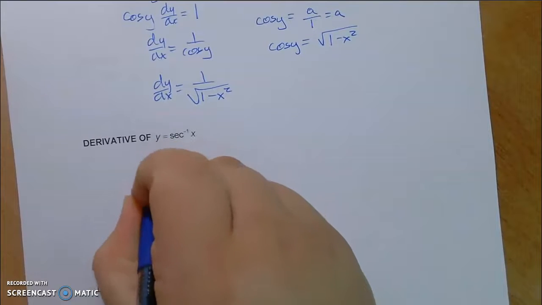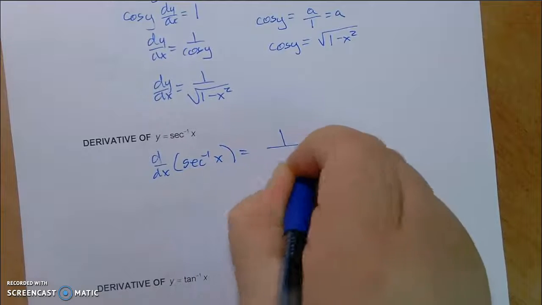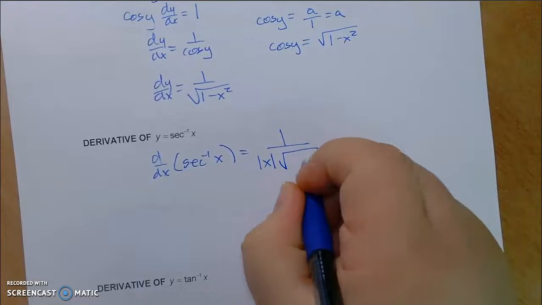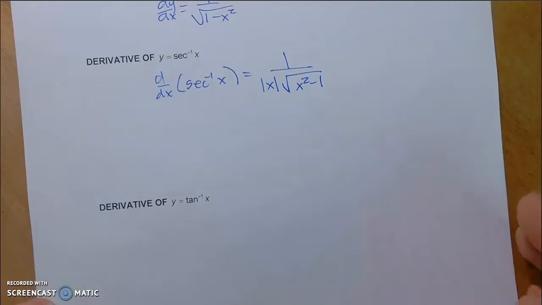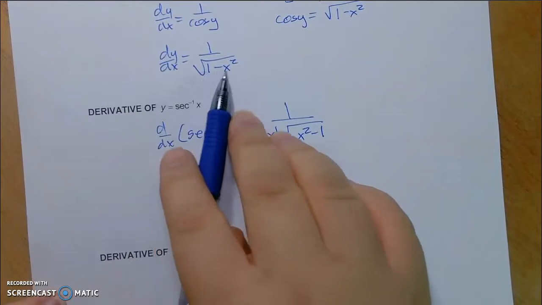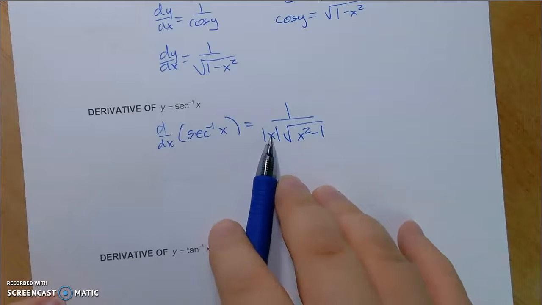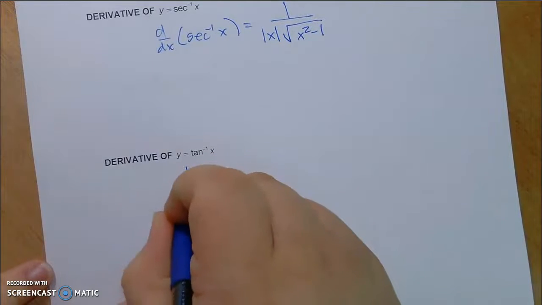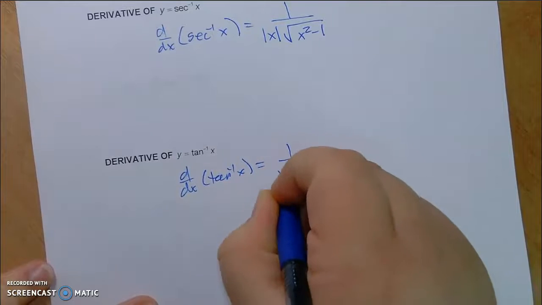The derivative here of the inverse secant is 1 over, it's the most complicated one, 1 over the absolute value of x times the square root of x squared minus 1. So these two are similar. If you'll notice, this is a constant minus x squared, this is x squared minus the constant, and it has the extra thing on the outside. Tangent is the easiest, I believe. The derivative of inverse tangent is 1 over x squared plus 1.